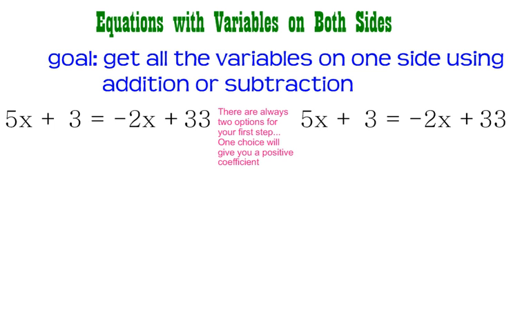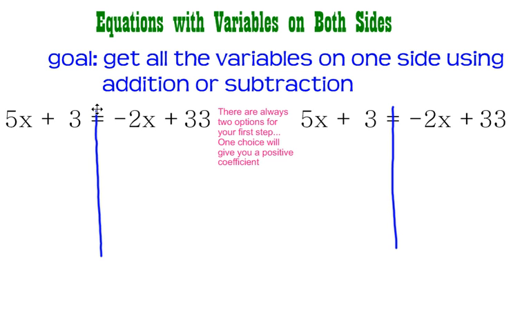And one choice will give us a positive coefficient. And you guys remember how lazy I am. And to be honest, I don't really like working with negative numbers. So I'm always going to try and have a positive coefficient when I'm solving an equation. So here's what I mean by saying that there's 2 options for my first step, and the reason that I've drawn this equation twice. I'm going to go ahead and put in a balance line onto both of my equations.